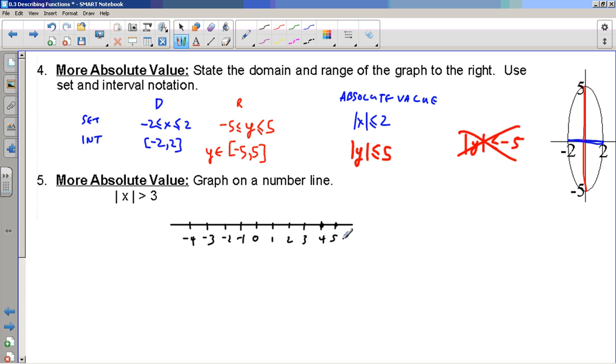But we got to worry about more than just integers, right? So like 3.1 is in there, and 3.11, and 3.01, 3.00001 is close to 3 as we can get. So how we show that, remember, is with an open dot, an open circle, and then all these numbers. So this is x is greater than 3.